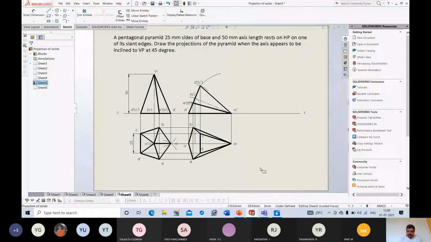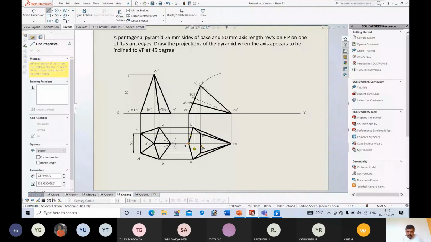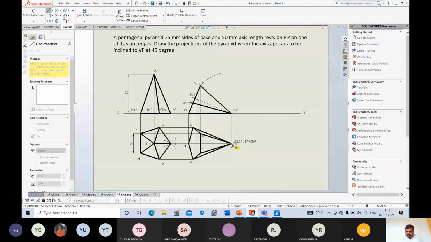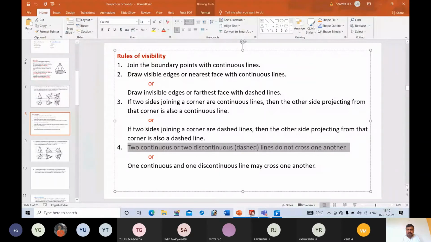But the problem is, it will not obey the last rule of visibility. If I go for drawing a continuous line and make it thick, you can see this continuous line is crossing this vertical continuous line. It is not possible. According to the last rule of visibility, two continuous or two discontinuous lines do not cross one another. So I should go for the remaining option, that is, this should be a discontinuous dashed line. This is possible. So like this we should connect.